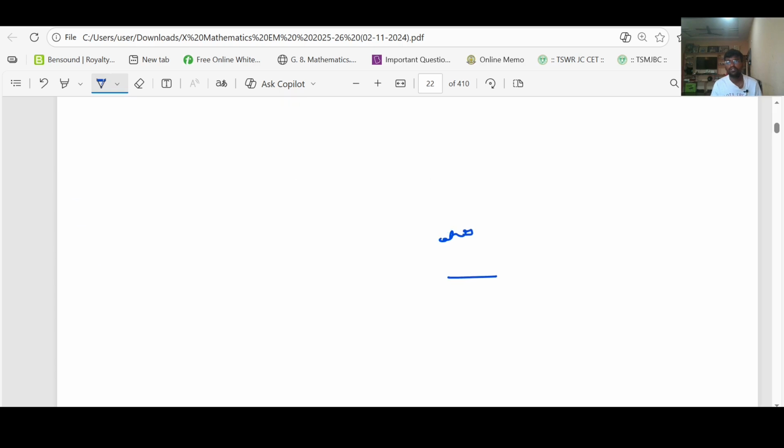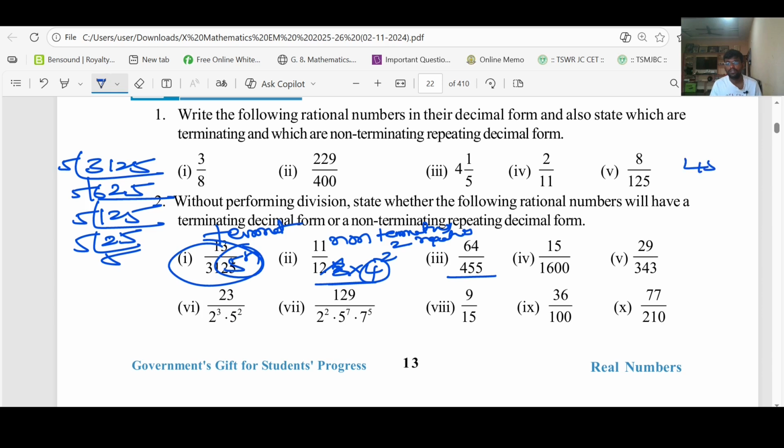And 455. I will go in 5 9s and 5 1s. Again 5 and 91. 91 is another thing, right? It is a non-terminating recurring.